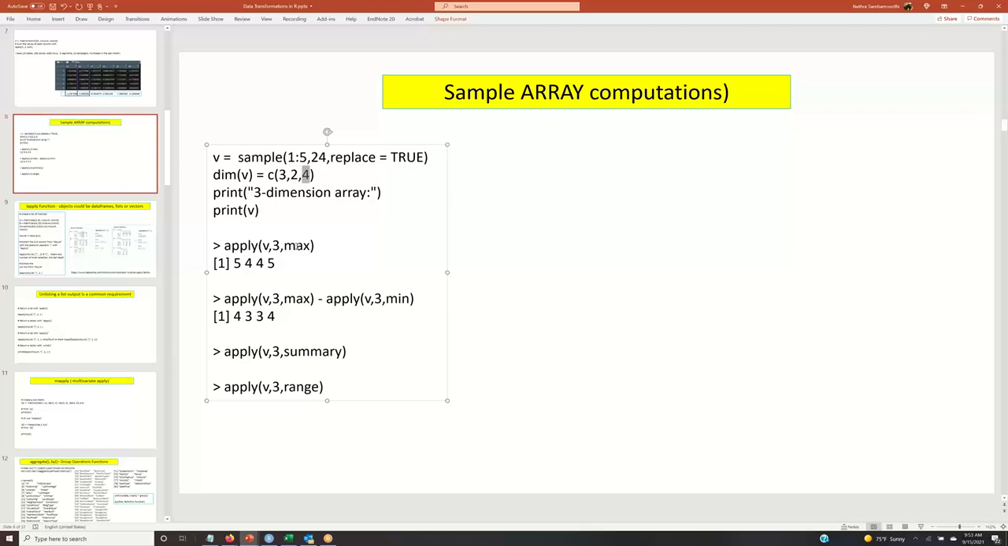For each of the matrices, I'm finding the maximum value. That's what this one is. And on the other hand, I can do all kinds of function application. I can use apply summary. Summary is a function, okay? Range, I can do range, for example. I can do all kinds of things. And how many types of things can I do? That's what this means, okay?